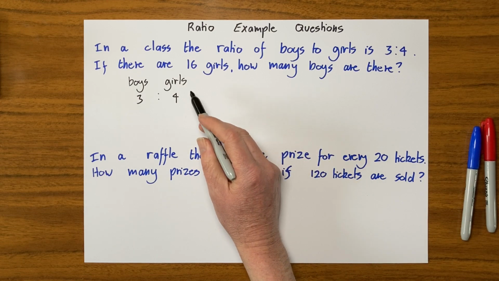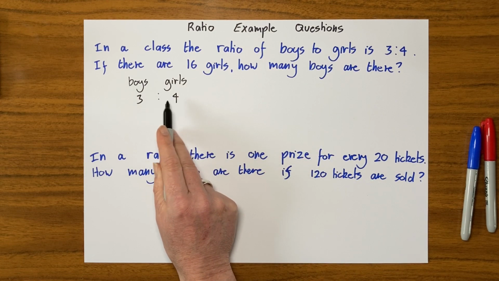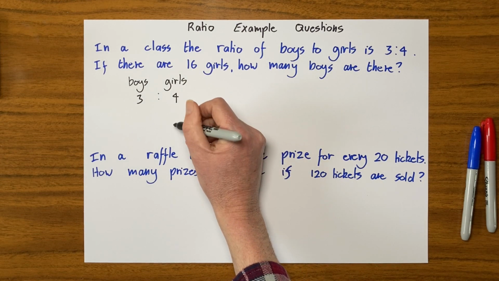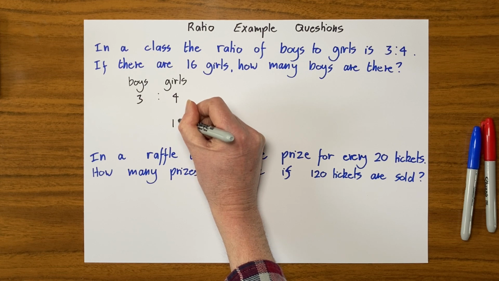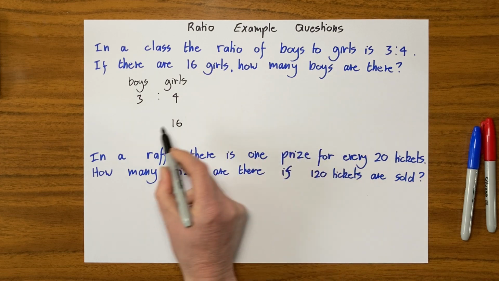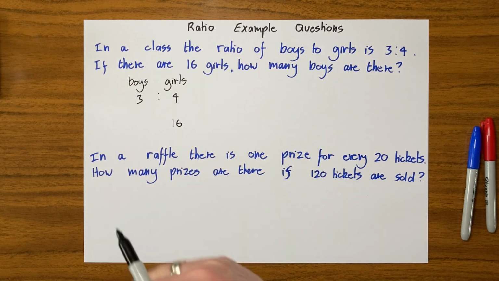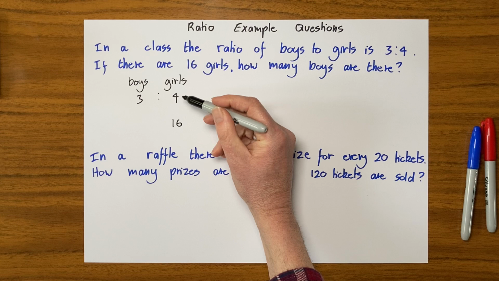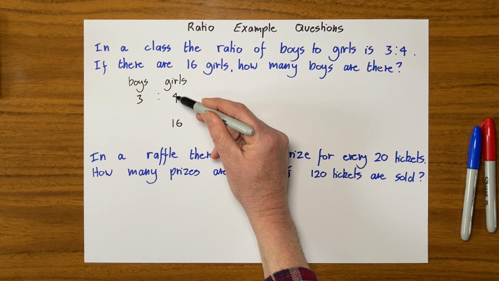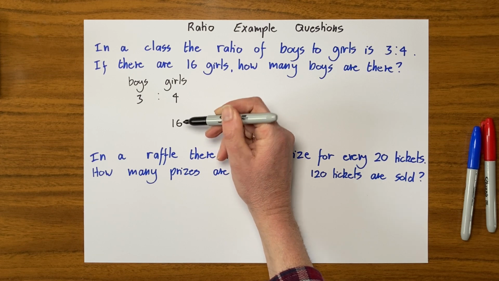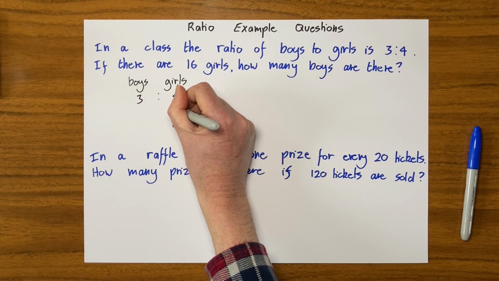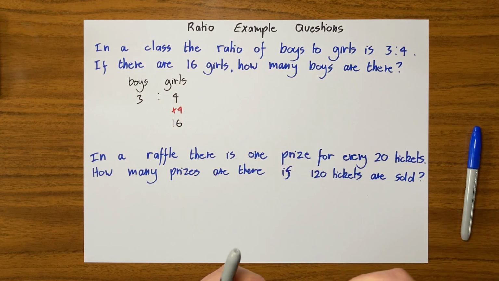So at the moment, this ratio works. If we've got 4 girls, we know we must have 3 boys. So what I need to do is underneath the girls, I need to write 16 here, because it's saying if there are 16 girls, how many boys are there? I then need to find out what this number would be. And what I do is I think to myself, how have I got from 4 to 16? What have I multiplied 4 by to get to 16? And I'm sure you'll see from your times tables that 4 times 4 equals 16.